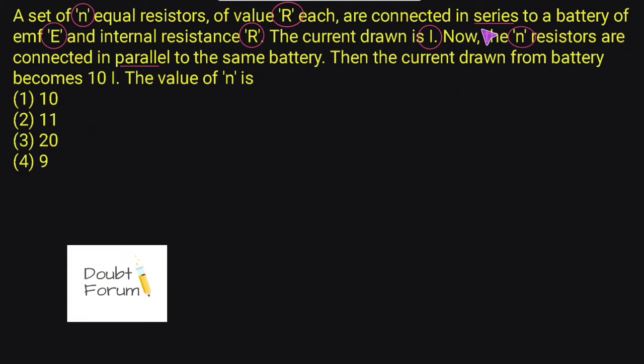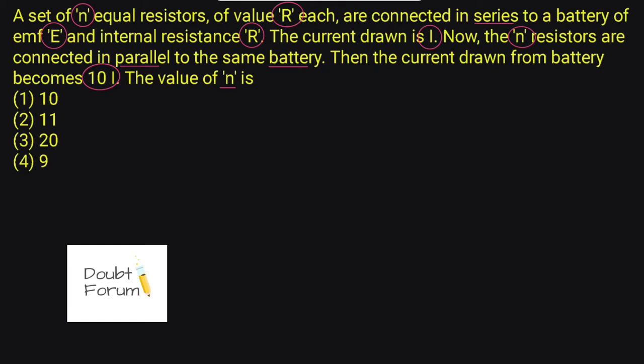Earlier the resistors were connected in series. Now the same number of resistors are connected in parallel to the same battery. Then the current drawn from the battery becomes 10I. So the current is becoming 10 times the earlier value. So we are asked to find the value of n, the number of resistors which are connected in the circuit.